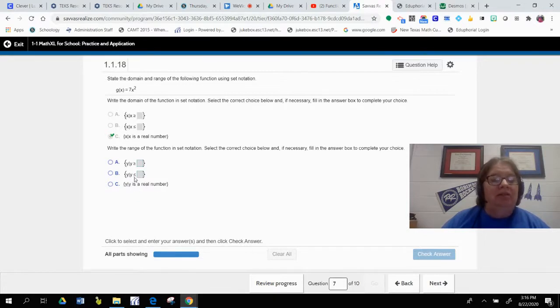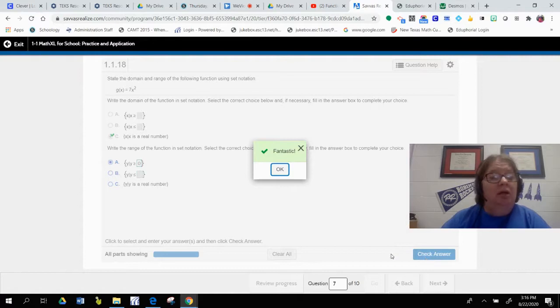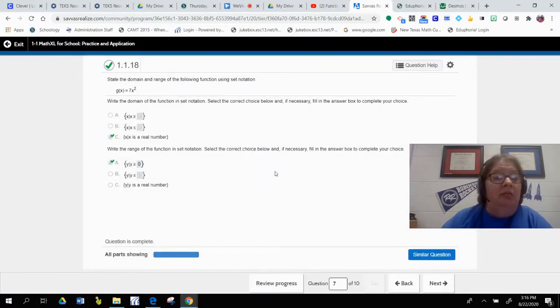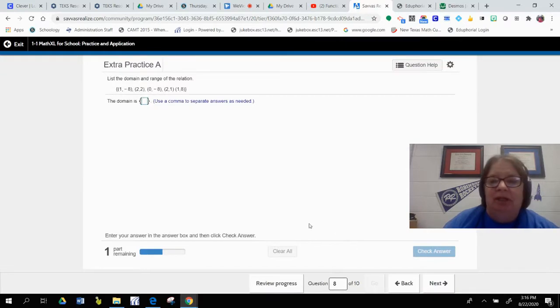List the domain and range of the relation. There's those blue letters again. Use a comma to separate the answers. Domain goes with x. So you have 1, comma. Okay, this one has, we got 1, 2, oh, I hit enter. You shouldn't hit enter because that's the same as check answer.